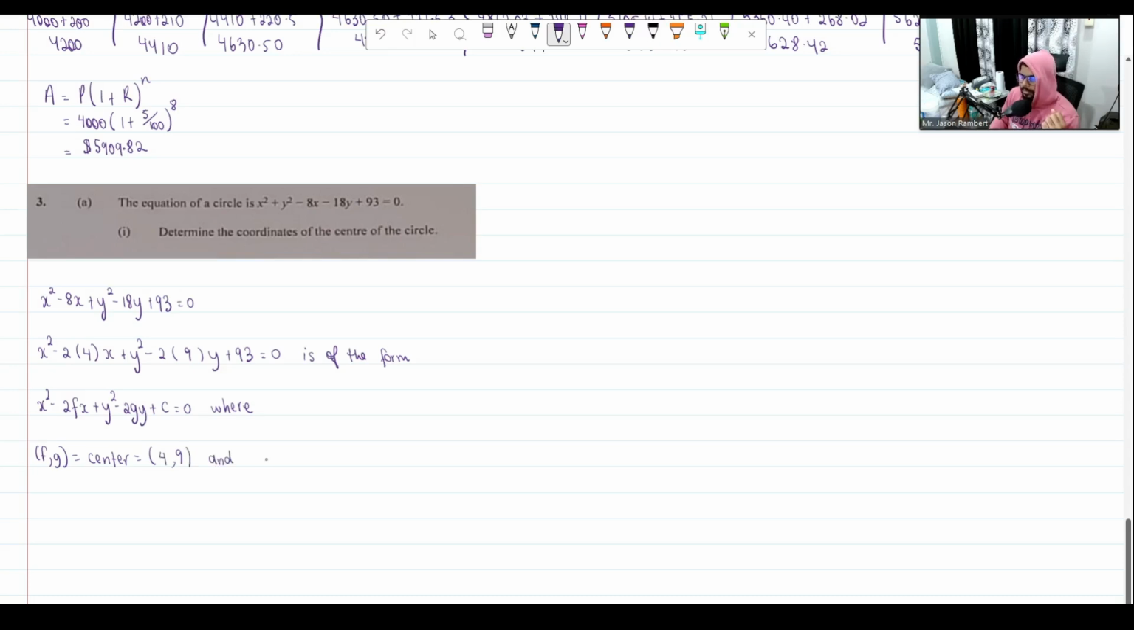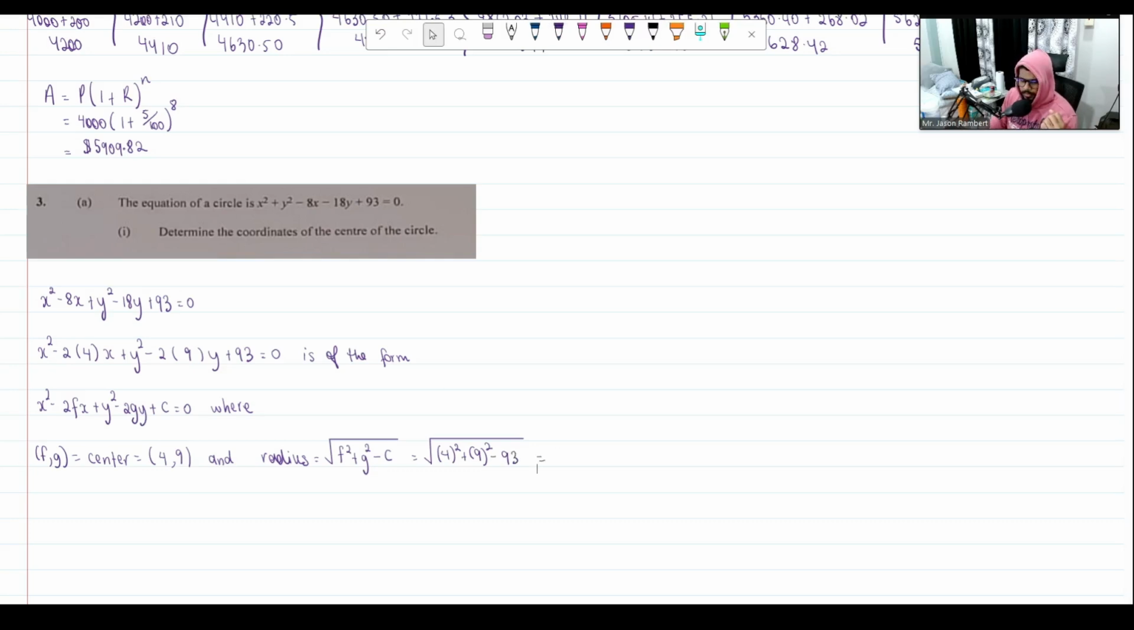And the radius is equal to the square root of f squared plus g squared minus c, which is equal to the square root of f squared plus g squared minus 93.